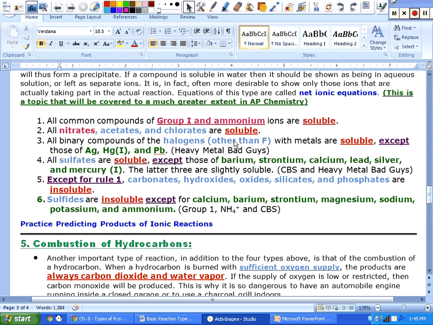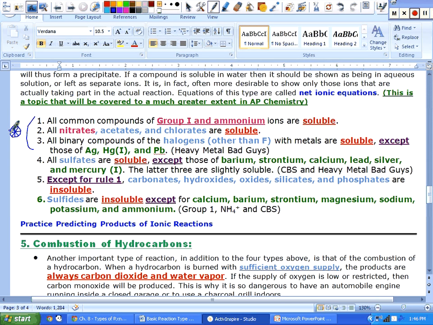These equations that we're potentially going to get into are called net ionics. This is a topic that will be covered to a much greater extent in AP, so we're not really going to get a whole lot deeper in this class, but once you take AP, you're going to have to know how to do it. So again, the first 3 are the only 3 that you are going to be required to know by memorization. You don't have to know the other ones.